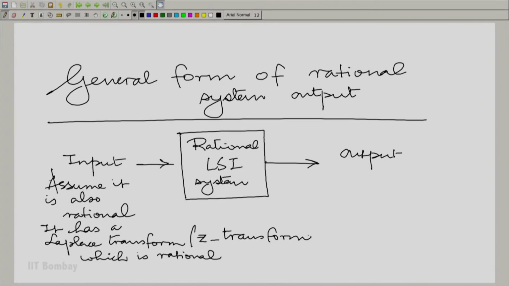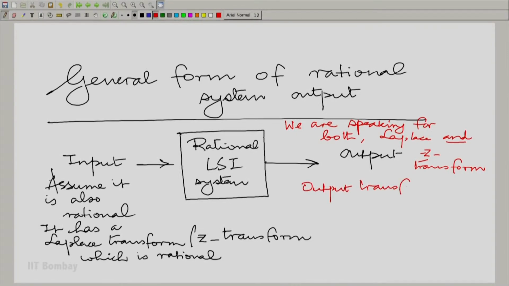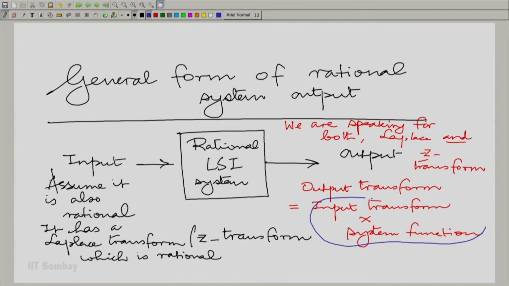So, what I am saying now is true for the Laplace transform and the Z transform. So, let me emphasize that. Output transform is equal to input transform multiplied by system function, whether it is the Laplace transform or Z transform. Both of these are rational, hence this is also rational. So, what is the situation now? You have a rational input, a rational system function and a rational output, and we can invert the output in the respective transform domain, whether Laplace transform or Z transform. The essential principles of inversion are the same.